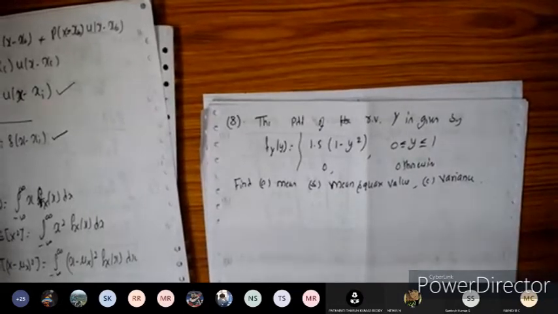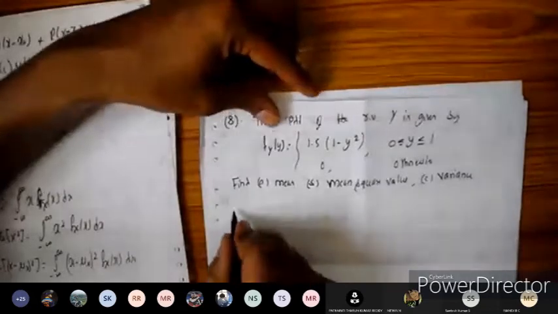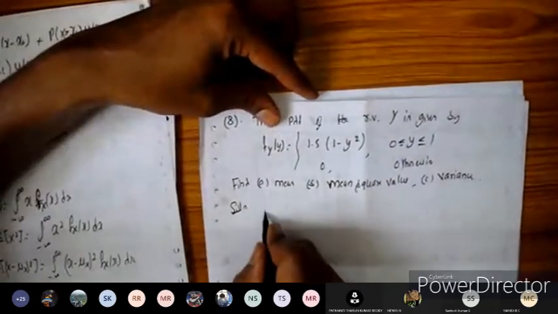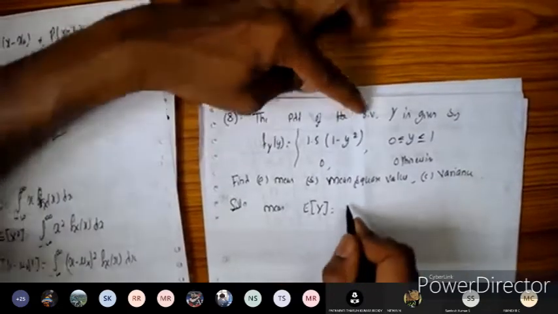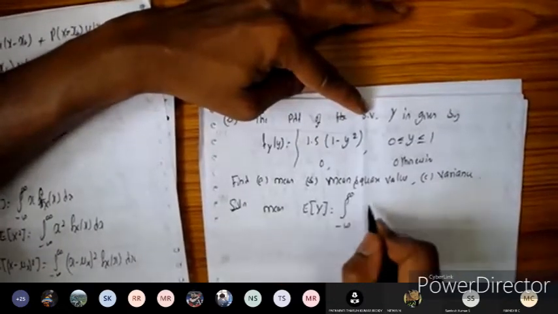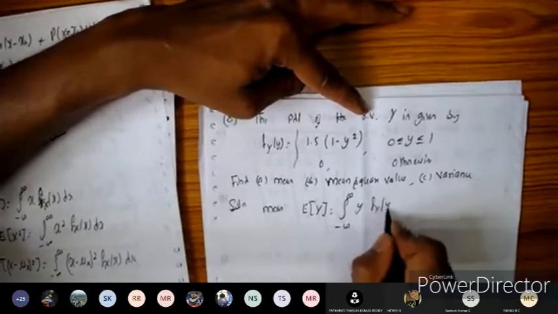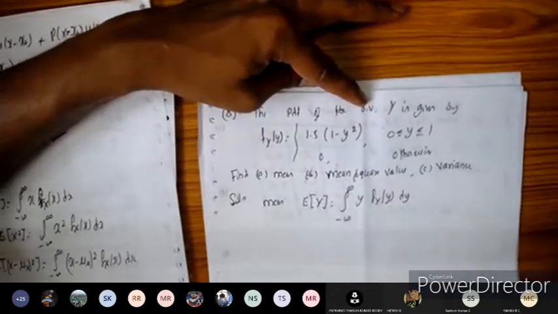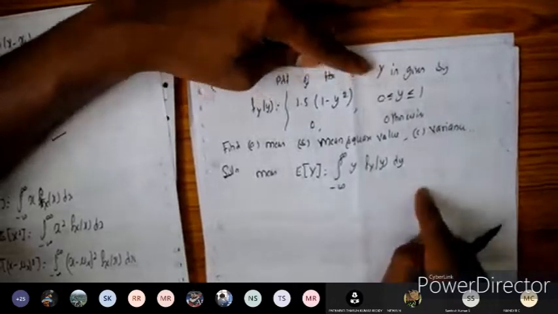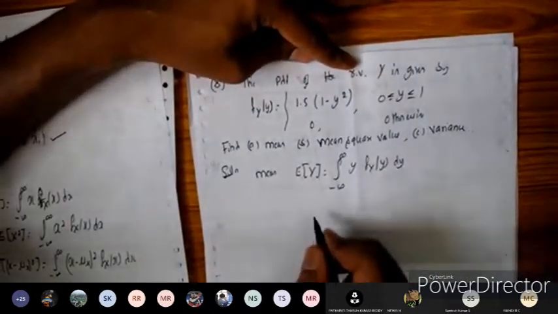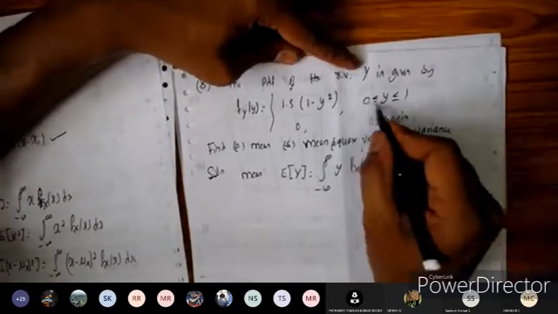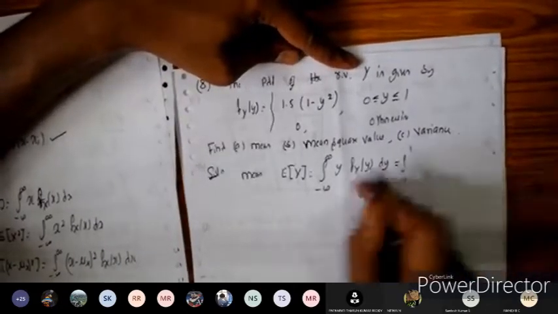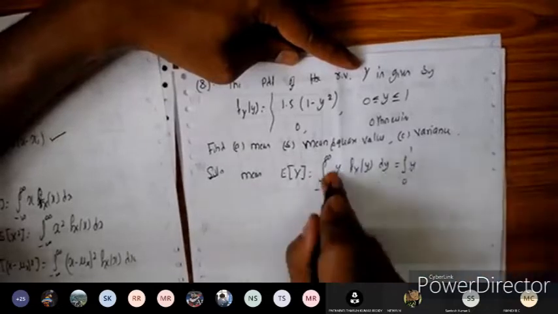Done. I think everyone has the calculator. Let us find out the first one, the mean. Mean is nothing but the expected value of y. Write the formula: integral from minus infinity to plus infinity of y into fy of y into dy. We already did these problems, so I'm going to do it fast because we still have a lot of problems to do. The limit is from 0 to 1, and the value of y remains the same.